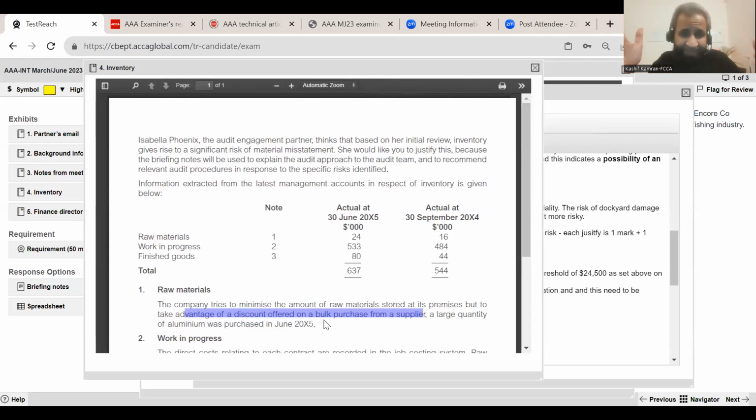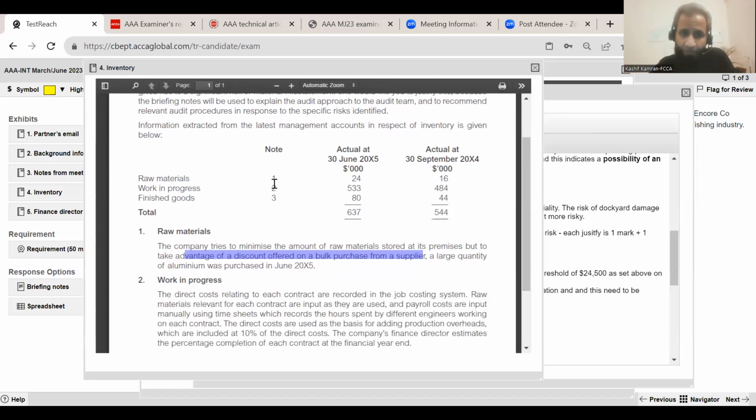Now, the auditor needs to be skeptical. He needs to review the discount policy. He needs to ensure the purchases are legitimate, that there is no fake element with the purchases, and that the discount being offered was very attractive and that resulted in bulk purchasing. So you need to gather evidence around that.